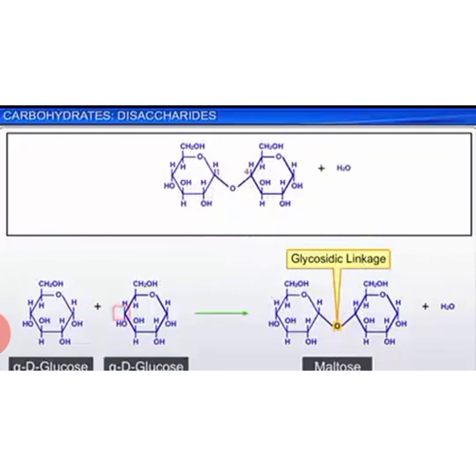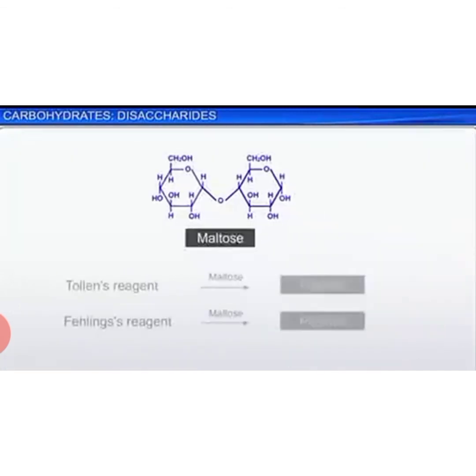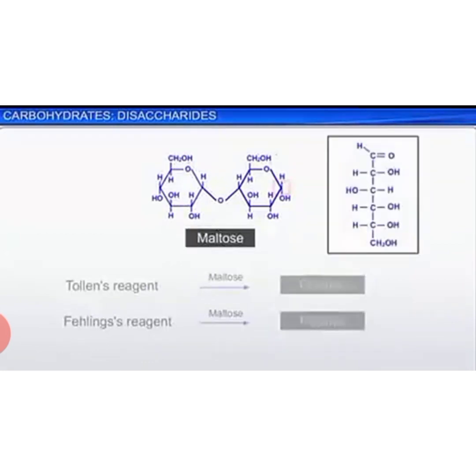The availability of a free aldehydic group at the C1 of the second glucose in its solution allows the maltose to reduce Tollens and Fehling's reagents. Hence, maltose, unlike sucrose, is a reducing sugar.